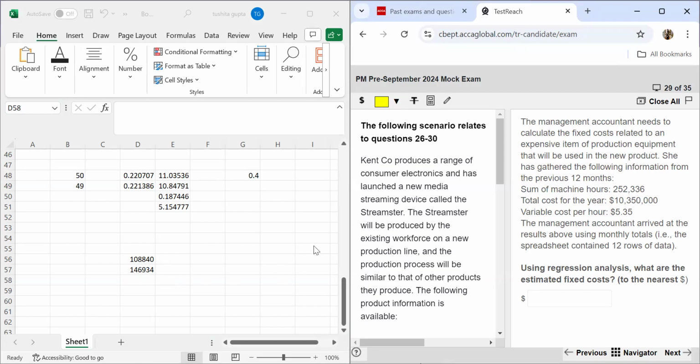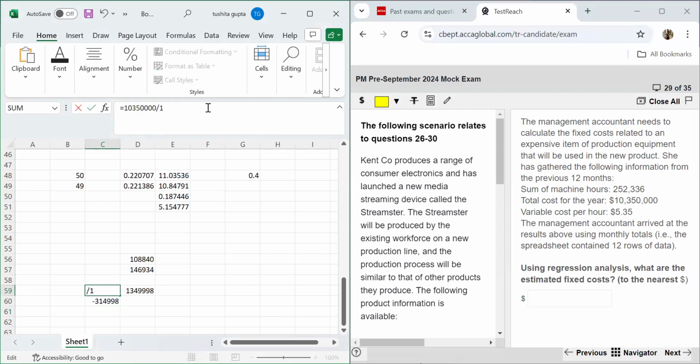So how are you going to do your workings over here is you take the total cost that you have, and this is for the period of 12 months. So if you find out the monthly one, you will be taking 10,350,000 divided by 10, and from this you're going to subtract your variable cost per hour multiplied by the sum of the machine hours that you have used. So variable cost is 5.35 multiplied by the sum of machine hours is 252,336. So this is what is going to give you the remainder of the fixed cost. So minus this figure.